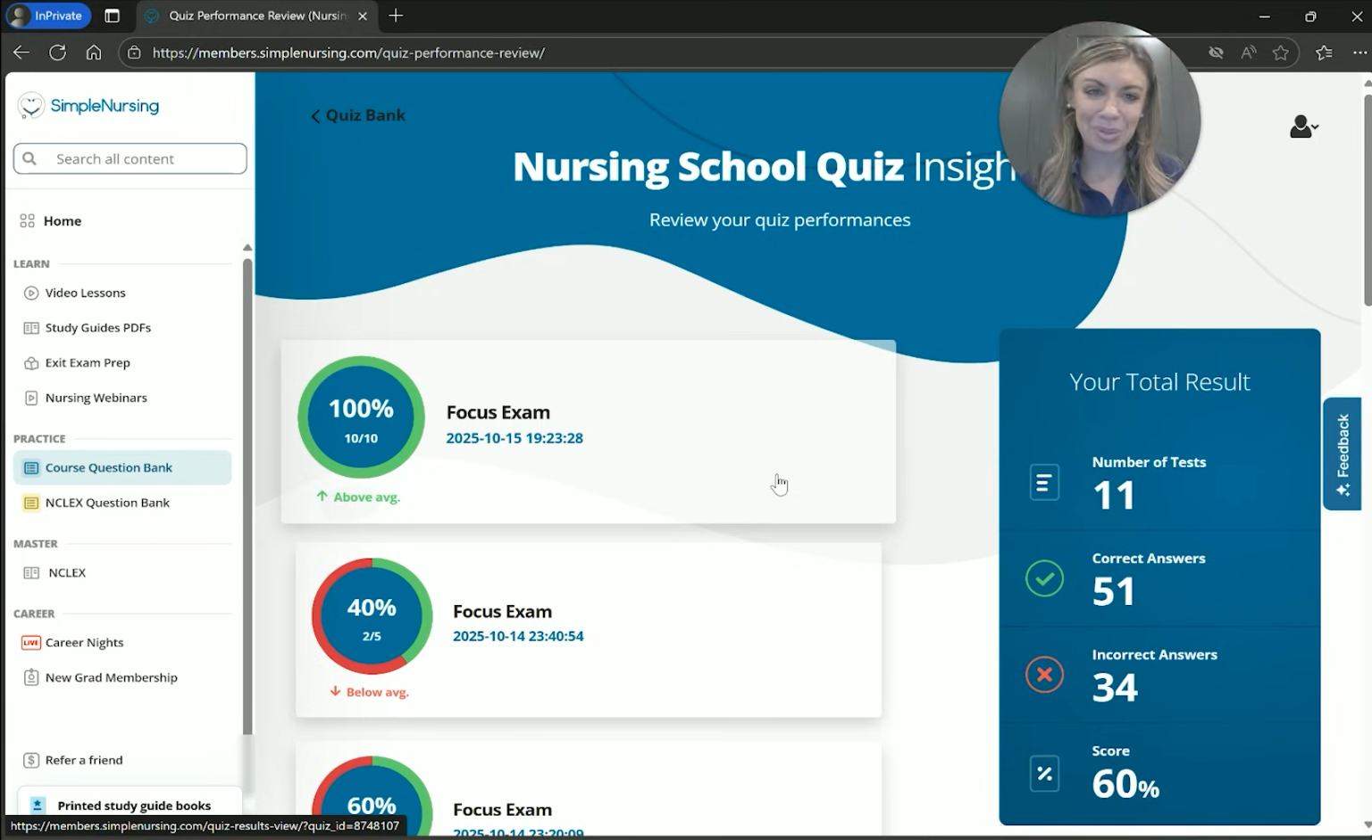And also what I love about the Simple Nursing Question Bank, it's not just about doing endless practice questions, but it's also about helping you with those test-taking strategies so that way you can improve and truly understand those concepts. And you can create unlimited quizzes, track your progress, and also focus on those areas where you need the most help.